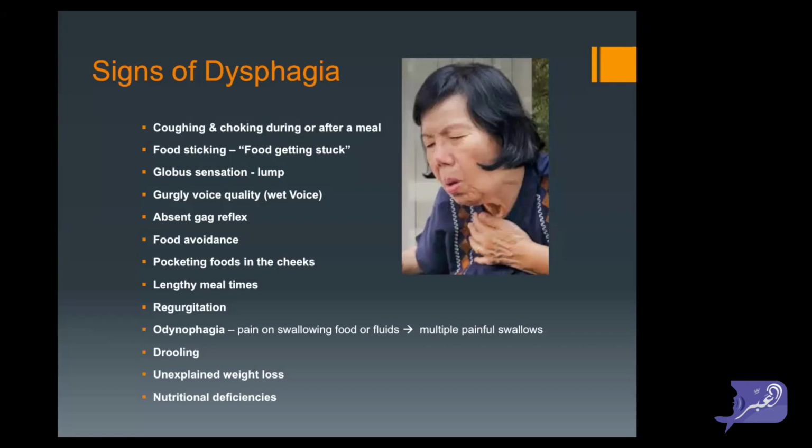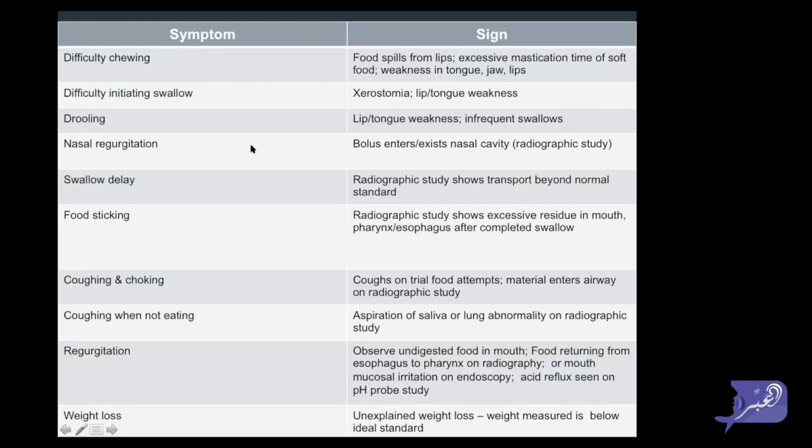That is either reported or something you will pick up from the patient's medical records. This is just a quick symptom and sign table that summarizes things. Typically, a lot of these things we would see on a radiographic study, and so an MBS would be a good way to really pinpoint some of these problems.